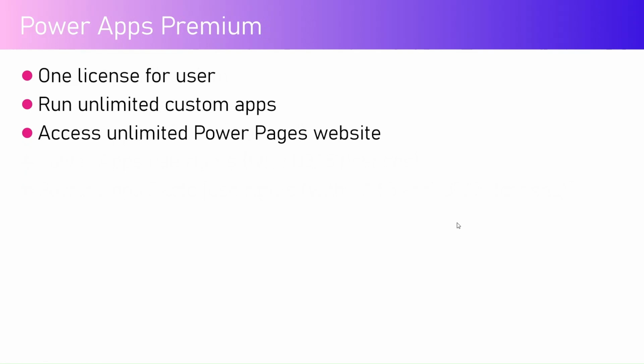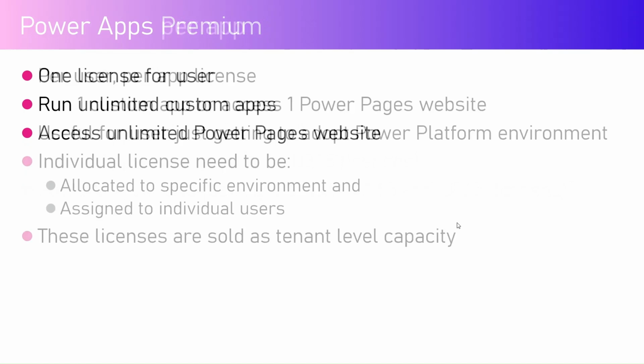Power Apps Premium is a user-based license. It is one license per user, and you can run unlimited custom apps. So if you have, say, 50 apps within your organization, you can go ahead and run them with this license. Also, you can access unlimited Power Pages websites. So if you have, say, 15 Power Pages websites within your environment, you can run them with this specific license.